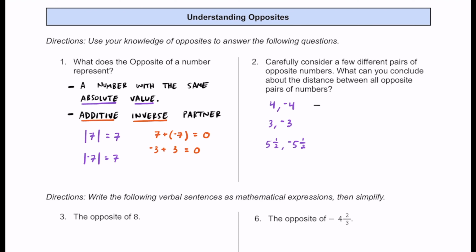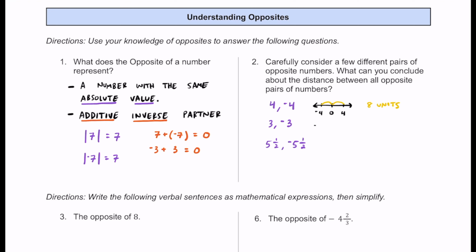Now, if we take a look at the distance between these, if we look at this first example, let's say we have a number line, we have 0 in the middle, we have -4 to the left, and we have +4 to the right. Well, the distance between -4 and +4 would be 8 units away, just because -4 is 4 away from 0, and then 4 is 4 away from 0, so the total distance would be 8 units. That would be how far the -4 and +4 are from each other.